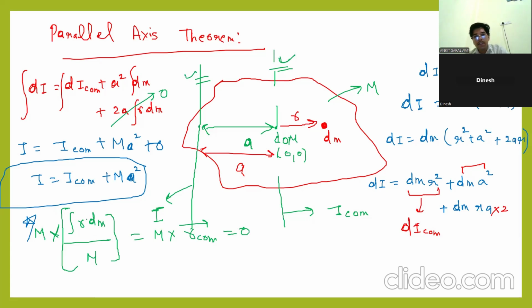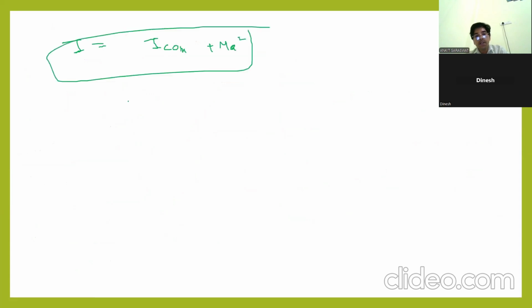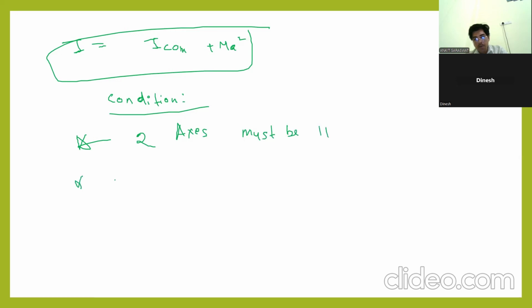So remember one thing, every time it is not zero. This theorem is valid only when conditions are satisfied. Write down the condition: I is equal to I COM plus M a square. This theorem's condition is very important. Two axes must be parallel. Second, one of the axes must pass through the center of mass, not origin, center of mass. Then only you can apply it, because then only that integral term is zero.